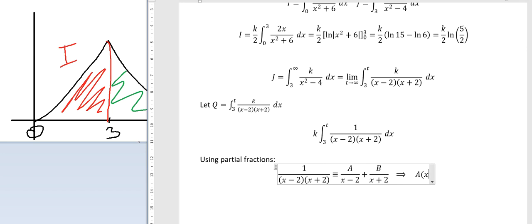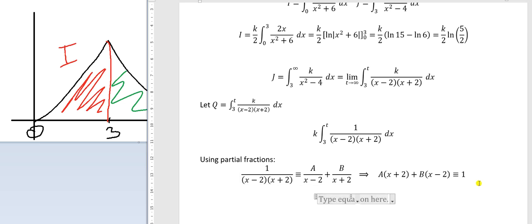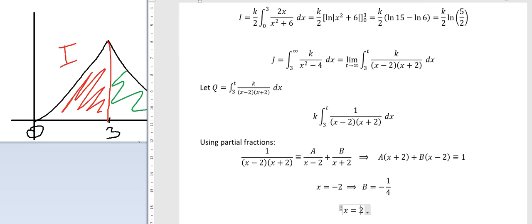Now you probably have your own preferred approach for this, but I'm going to focus on the denominator from the right hand side, the denominator from the left, and I'm going to notice that at x equals minus 2, we get A times nothing and B times minus 4. So B is going to be minus a quarter. Similarly, when x is 2, we'll have A times 4 plus nothing equals 1. So A is positive a quarter.